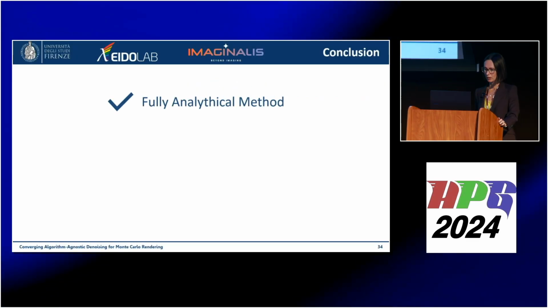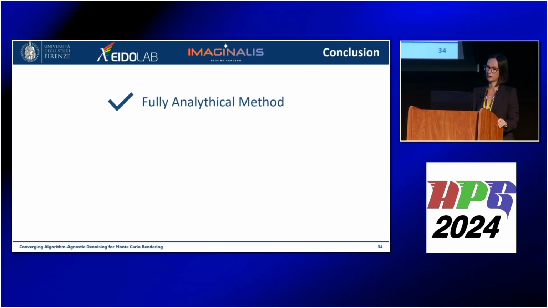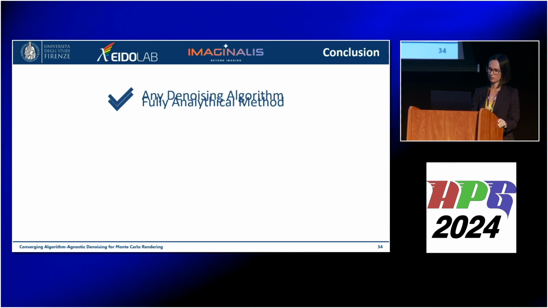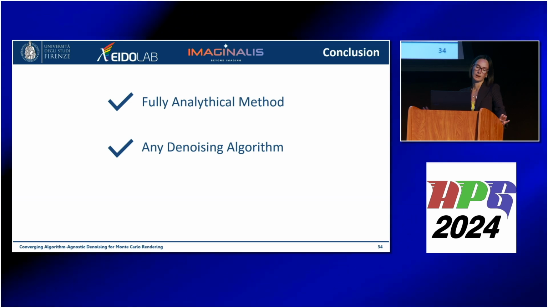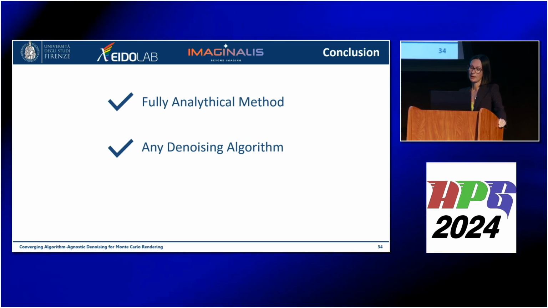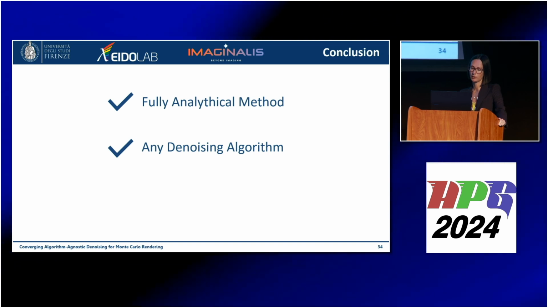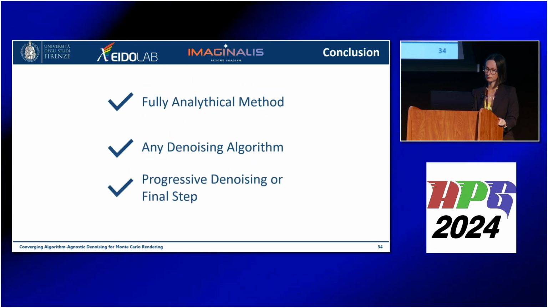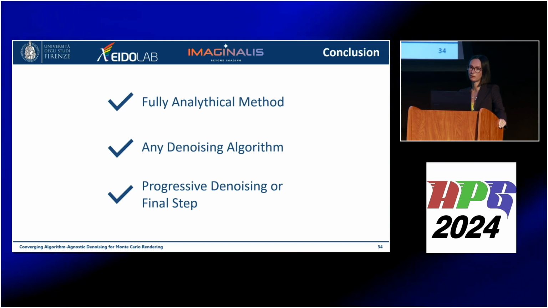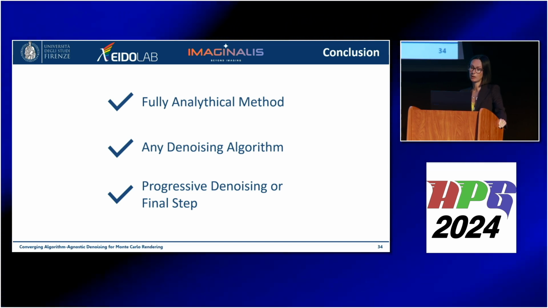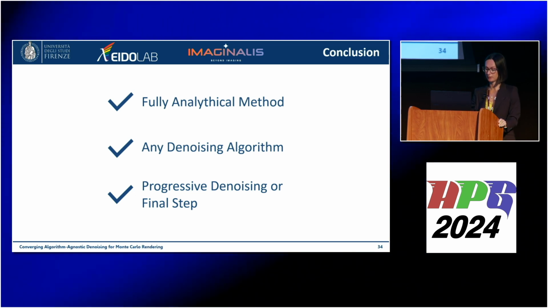So, we proposed a fully analytical method to blend Monte Carlo estimates with their denoised counterparts. The method can be immediately applied on any denoising algorithm, deep learning based or not, and can blend the images that are obtained at different sample counts. The method can be applied during the progressive denoising or as a final step for the denoising of the non-fully converged Monte Carlo estimate.